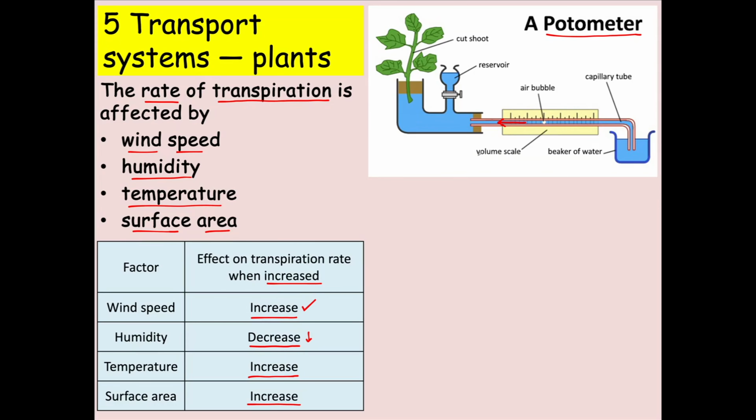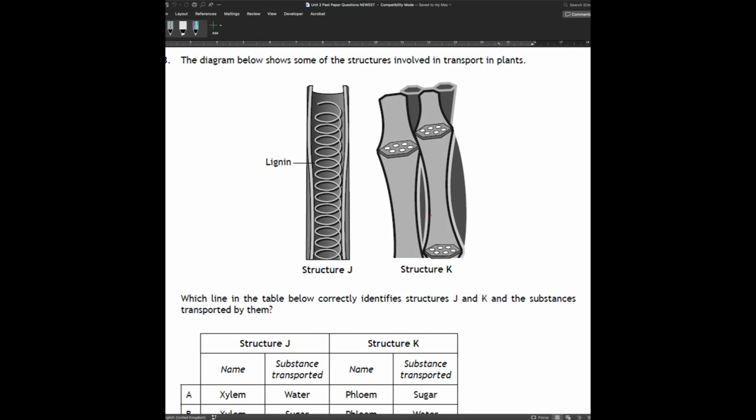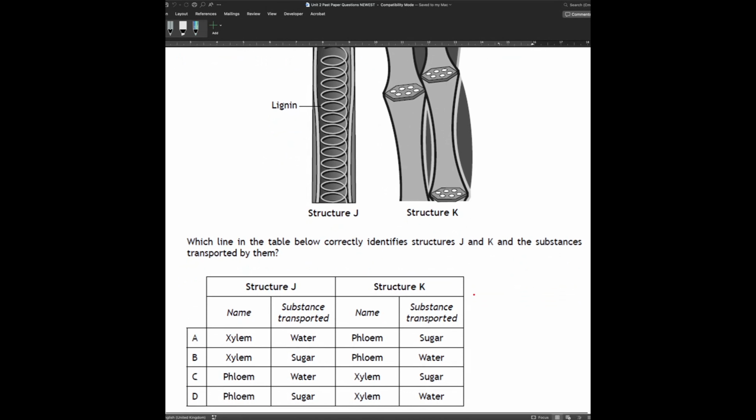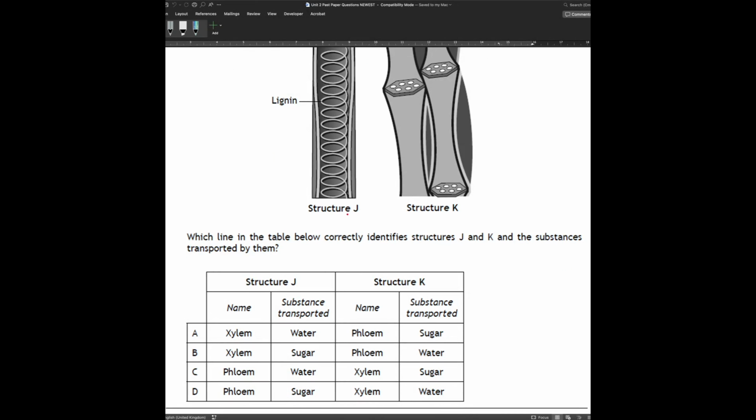We're going to move on to the second part of the topic, which is where we look at the past paper questions. Okay, folks, so second part of this lesson, we're going to have a look at some past paper questions and how they relate to what we've just learned about. So the diagram below shows some of the structures involved in the transport of plants, which slide in the table below correctly identifies structures J and K and the substances transported by them. Okay, let's have a look.